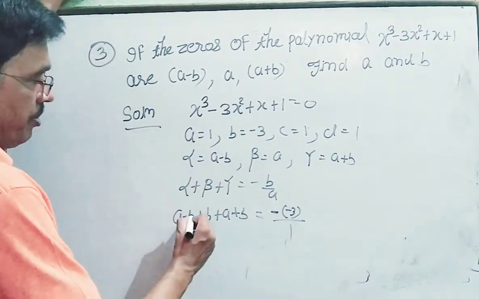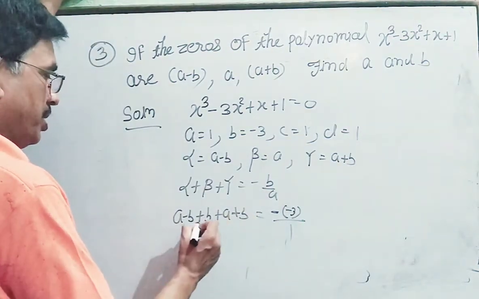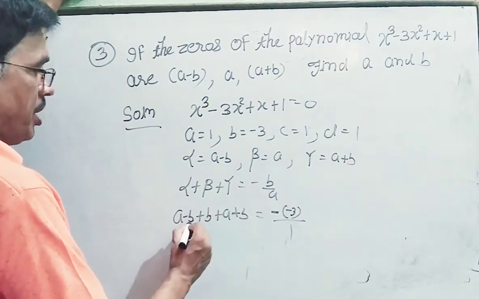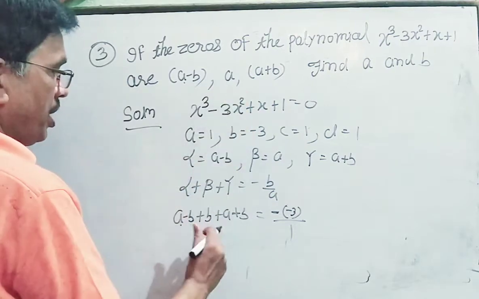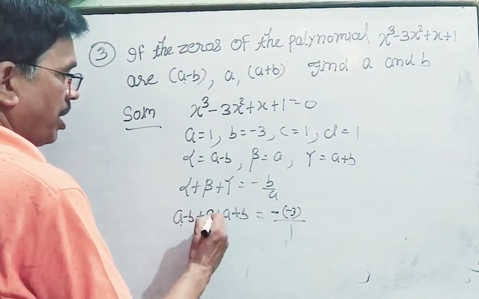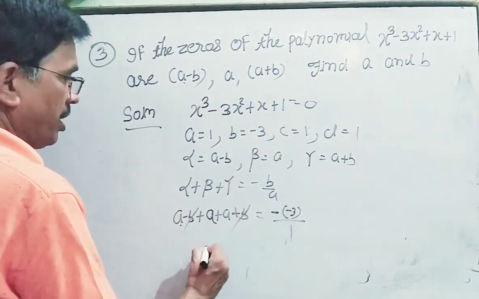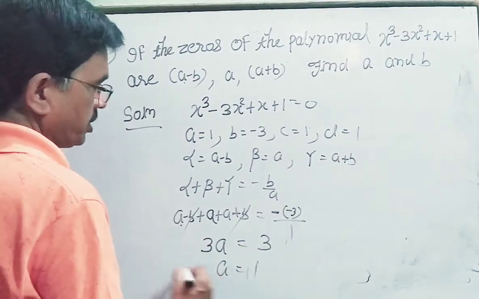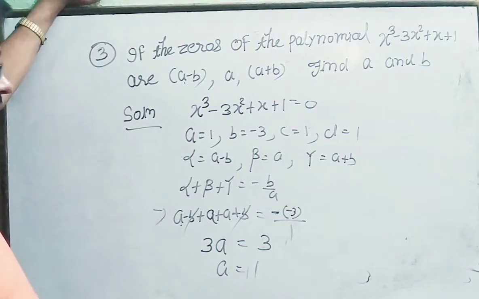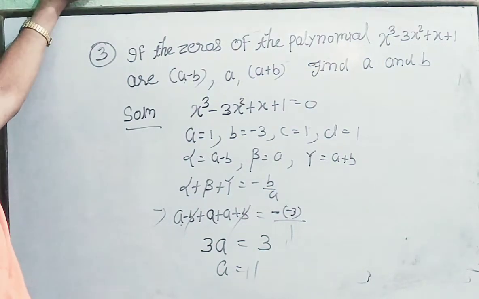Here you see, there is plus b and minus b: a minus b, a and a plus b. Then the b cancels. Then you get 3a is equal to 3, so a is equal to 1. So you can find a with the help of alpha plus beta plus gamma.